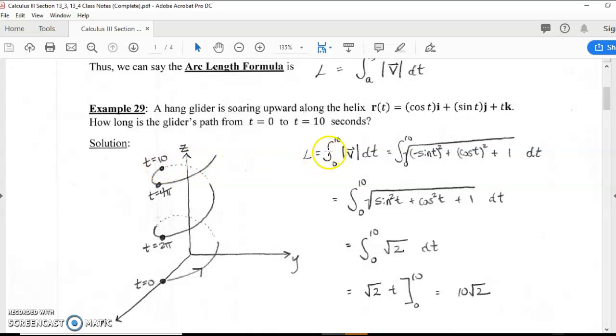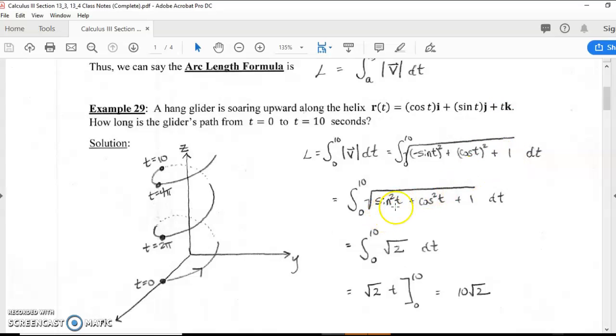But to actually compute the arc length of this curve from t equals 0 to t equals 10, we integrate its speed, dt, from 0 to 10. So the speed is, right, the magnitude of velocity, so take the derivative of each piece. The derivative of cosine of t is minus sine of t. We square that. The derivative of sine of t is cosine of t. We square that. The derivative of t is 1. 1 squared is still 1.